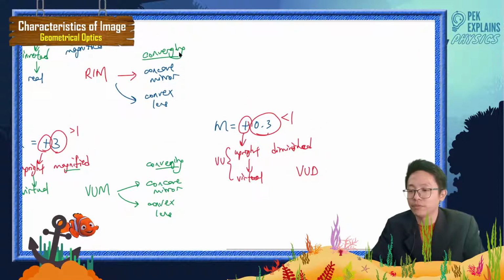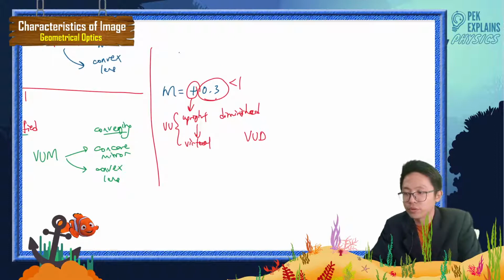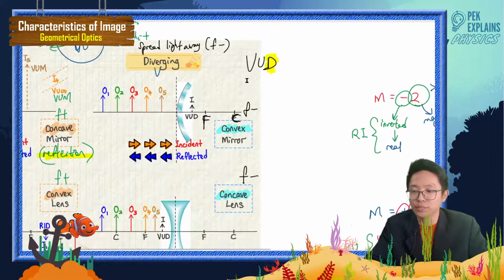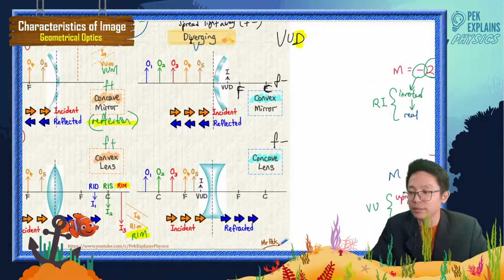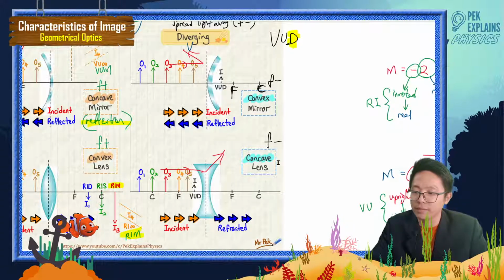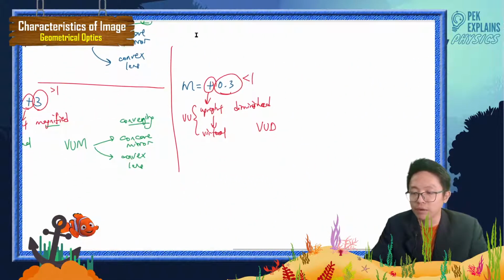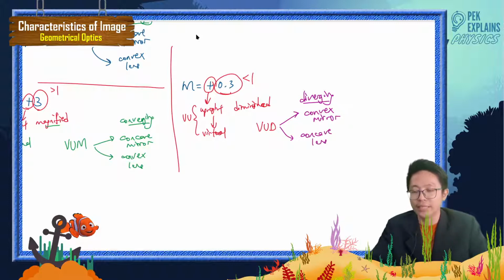What type of mirror forms the VUD? Diverging. Either the convex mirror can diverge light, only the convex mirror can diverge light away, or the concave lens can diverge light away. So if you ask me the type of mirror or lens, I just say it's the diverging series: the convex mirror diverges light away, and also the concave lens.